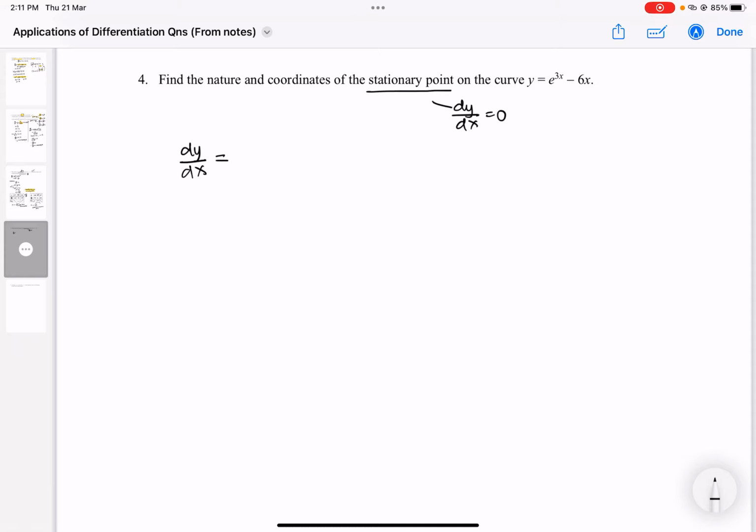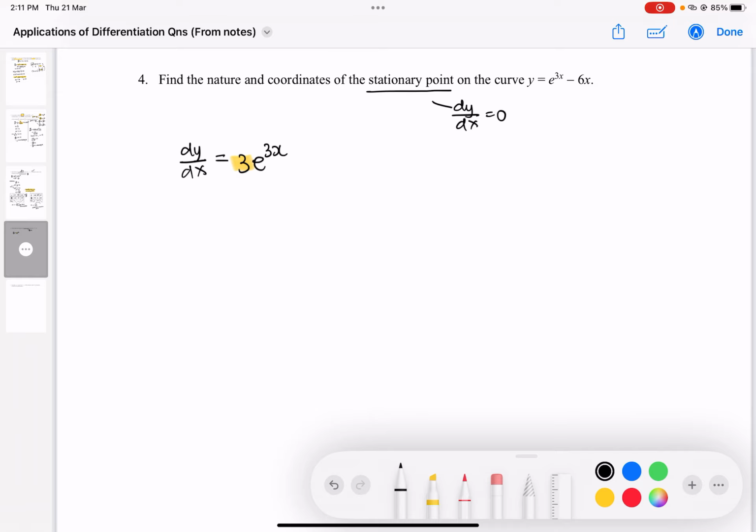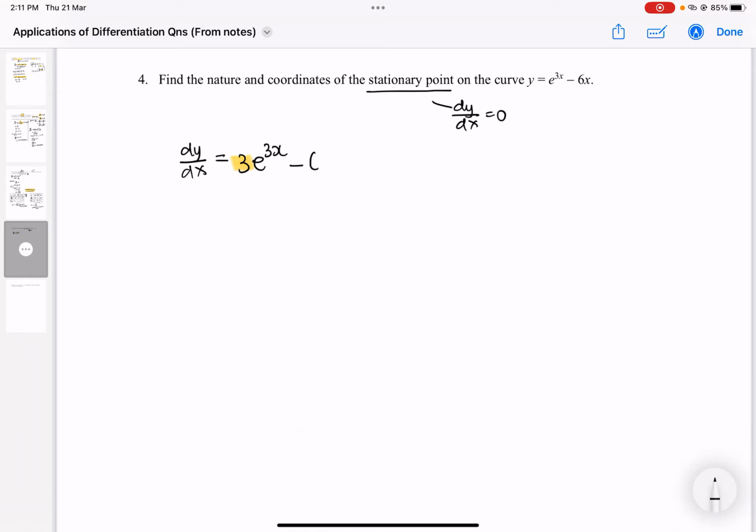Find dy dx first. When you differentiate e power 3x, you will get e power 3x times 3. The 3 here is from the derivative of the power. Next, differentiating 6x gives us negative 6. Now, at stationary point, dy dx is equal to 0, so this whole thing would be equal to 0. And then from here, we solve for x.